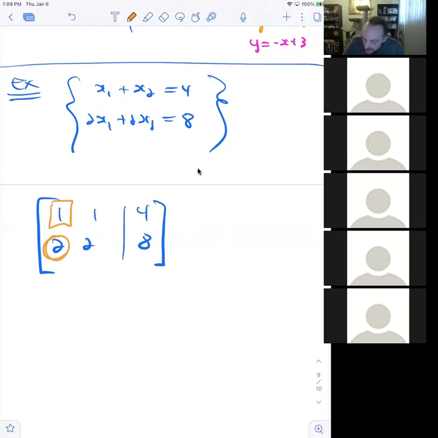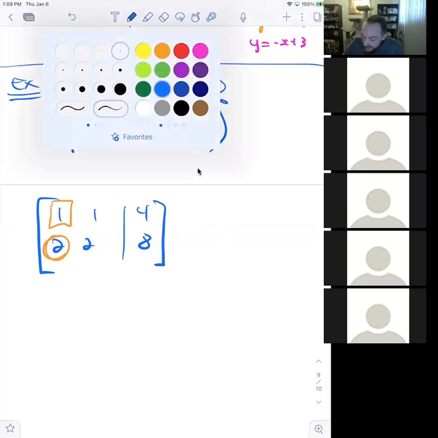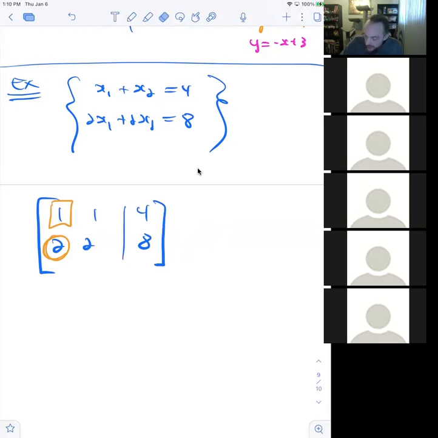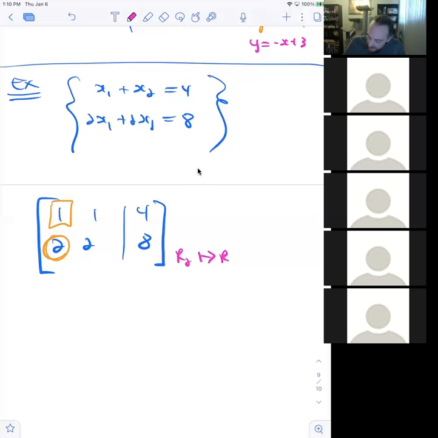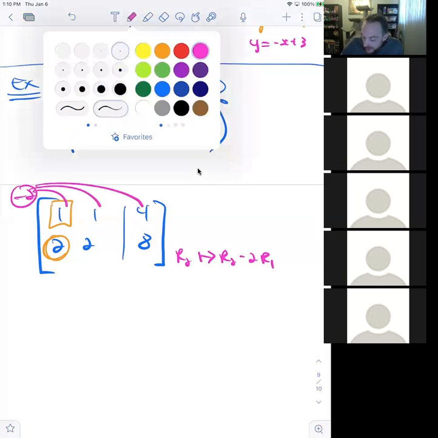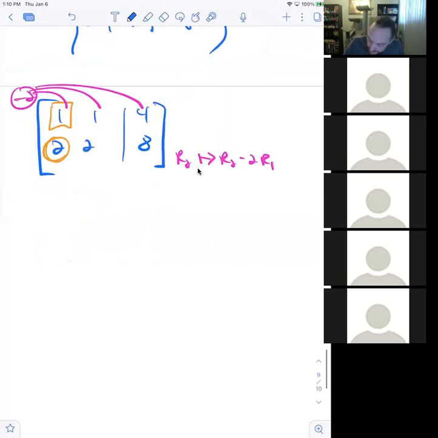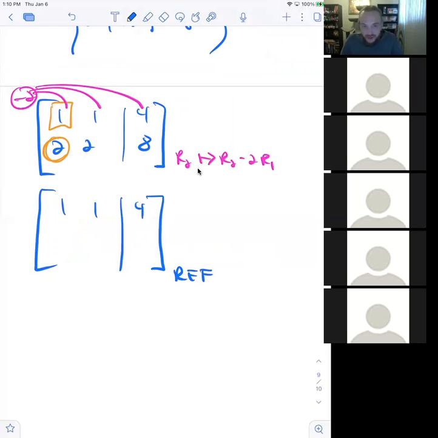I have a leading 1, so I want to kill below. This time I'm going to do row 2 goes to what? Row 2 is going to get replaced with row 2 minus 2 row 1, because I'm going to multiply every entry in here by -2 and then add it to that entry and get a new entry. To get to REF, I don't have to change row 1. That'll be reduced row echelon form eventually. But row 1 shouldn't change when you do this. The other rows should.